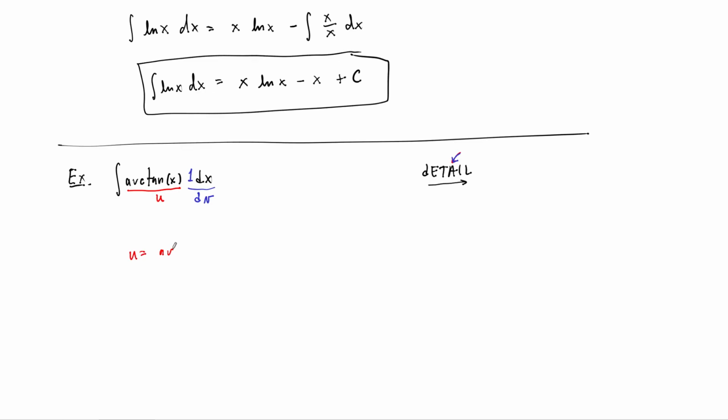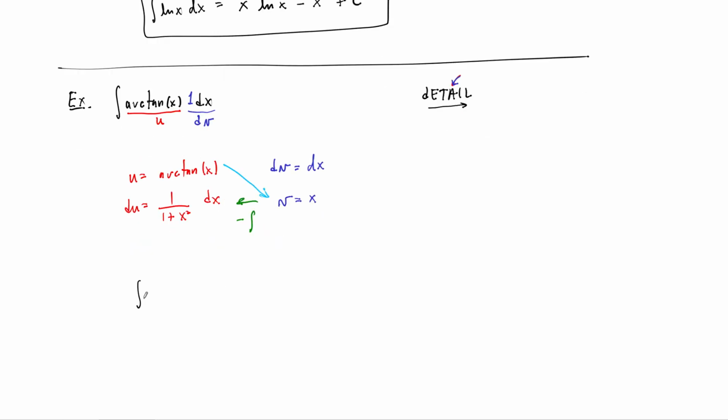If our u is arctangent of x, then our du becomes the derivative of arctangent, which is 1 over 1 plus x squared dx. Our dv, in this case, is just dx, so that means our v is just x. Then, same deal, we multiply and we subtract the integral. Let's see what we get. The antiderivative of arctangent of x dx is equal to x times the arctangent of x minus the integral of x over 1 plus x squared dx.